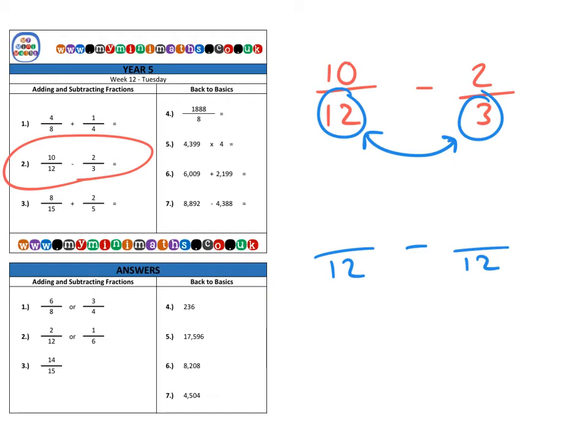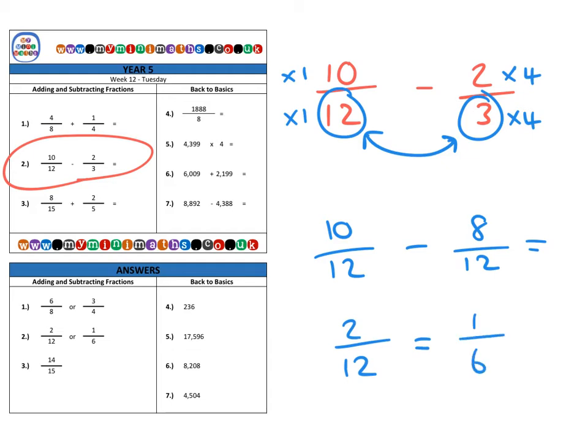So 12 times by 1, it just stays the same, so does the top, the numerator. With the denominator over here with the 3, we've multiplied it by 4 to get our 12, so I need to do the same with the top. So 2 times 4 is 8, and then I can make a final calculation. 10/12, and if I remove 8 of those 12ths, I'm left with 2/12. And you could also change that into 1/6 if you wish for the simplest form.